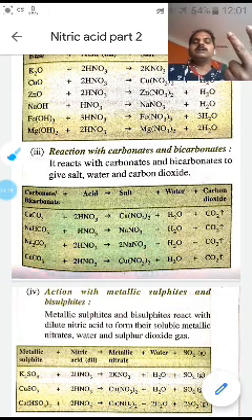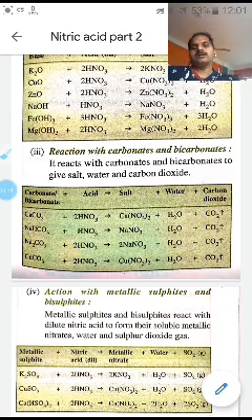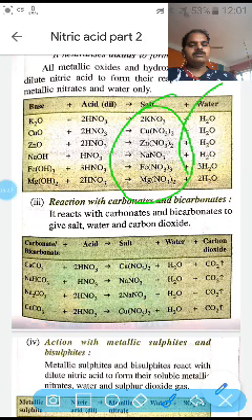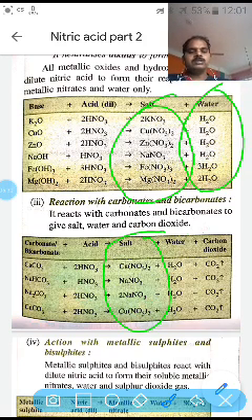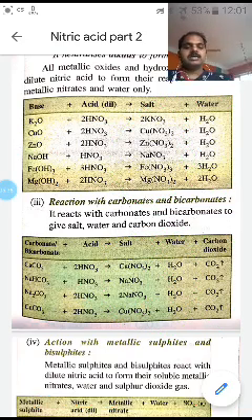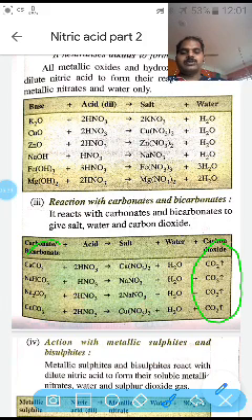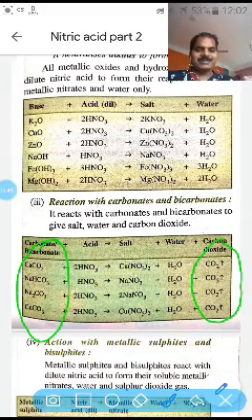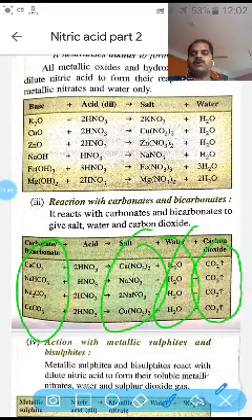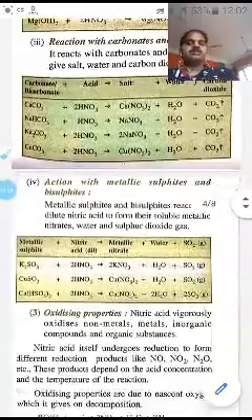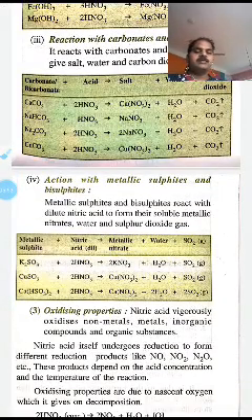Now in regard to reaction with carbonates, it is similar to reaction with alkalis, but the difference is that in alkali we had salt and water. Here we will have salt and water along with carbon dioxide. So this is extra. With carbonates and bicarbonates, we have carbon dioxide as an extra gift, I can say, along with salt and water. Next, let us proceed to see its reactions with metallic sulfides and bisulfides.